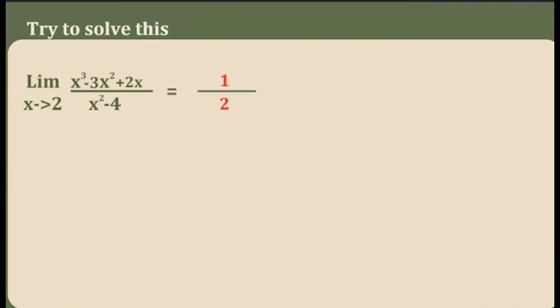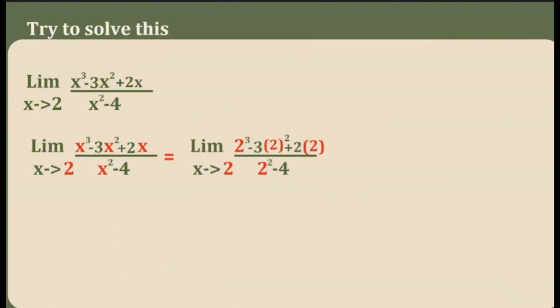Let's explain it. So the given function is the limit of x cubed minus 3x squared plus 2x over x squared minus 4 as x approaches 2. And we just put the c in the x values, which is 2. So now our function will be the limit of 2 cubed minus 3 times 2 squared plus 2 times 2 over 2 squared minus 4. Now let's simplify the given function.